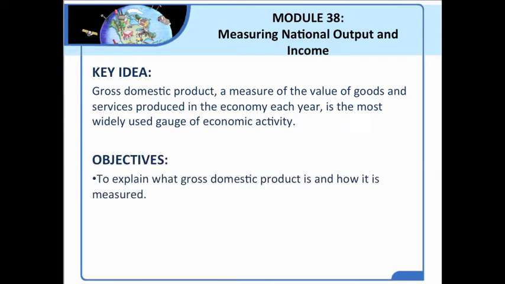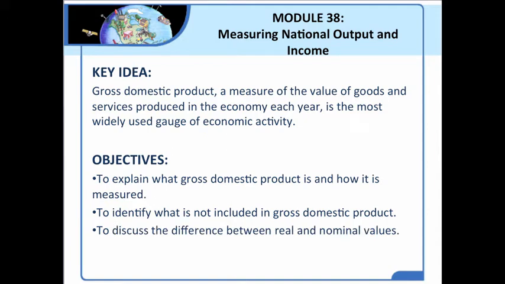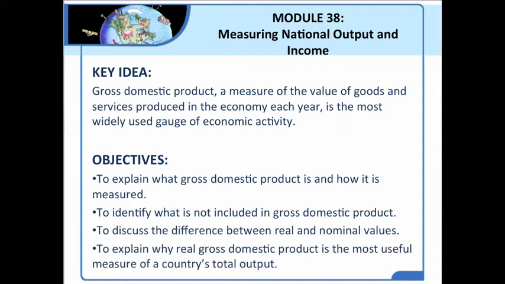So as we study gross domestic product in this module, we will accomplish a couple of objectives. First, we will explain what gross domestic product is by defining it and how we actually measure it. Then we will identify what is not included in gross domestic product because while there are many things we do include, there are some items that are not included. From there, we will discuss the difference between real and nominal values, and then we'll conclude by explaining why real gross domestic product is the most useful measure of a country's total output.